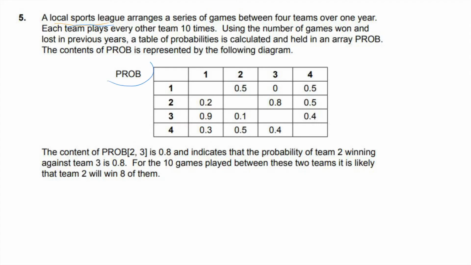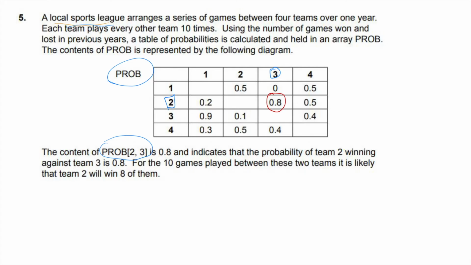So this is our diagram right here, prob, and the content of prob 2-3 is 0.8, which indicates the probability of team 2 winning against team 3 is 0.8. So if we go right here, if we have 2 and then 3, that's what prob 2-3 is. So 2 is going to be our row and 3 is going to be our column. And we have 0.8 right there to indicate that team 2 has a probability of 0.8 of winning against team 3.